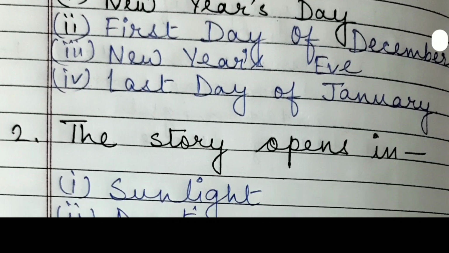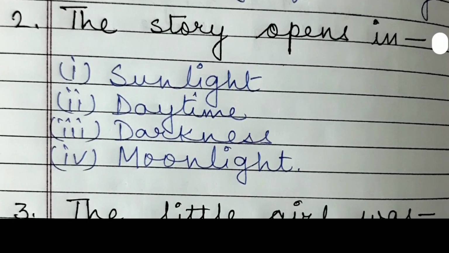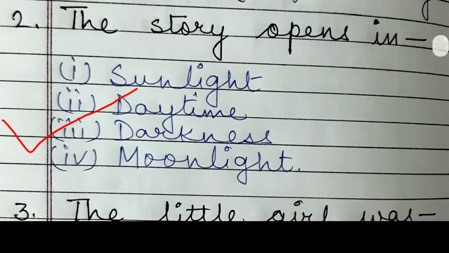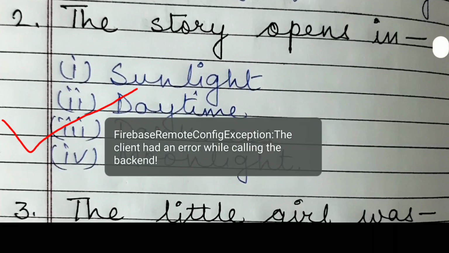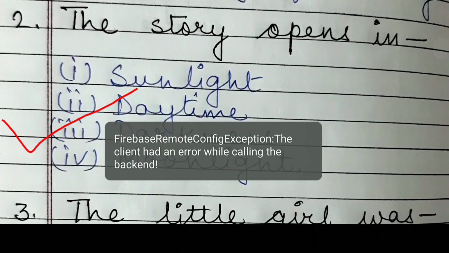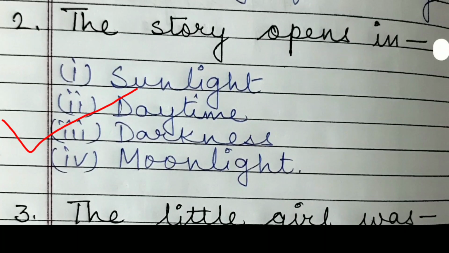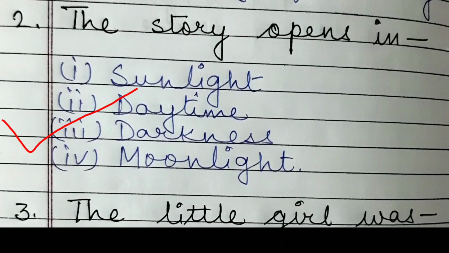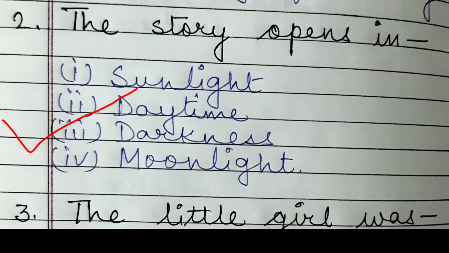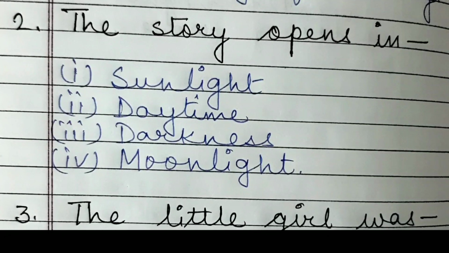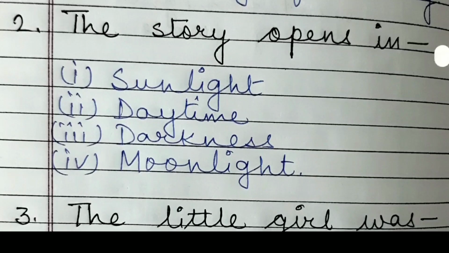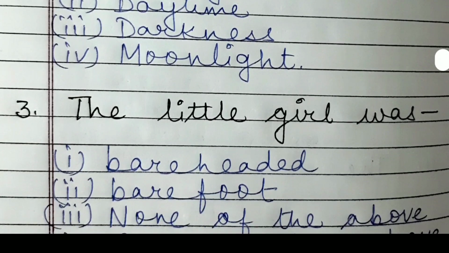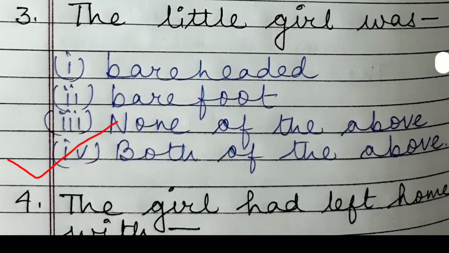Moving on to question number 2. The story opens in option 1, sunlight, option 2, daytime, option 3, darkness, option 4, moonlight. The answer is option 3, darkness. Next, question number 3. The little girl was: option 1, bareheaded, option 2, barefoot, option 3, none of the above, or option 4, both of the above. The right answer is option 4, both of the above.